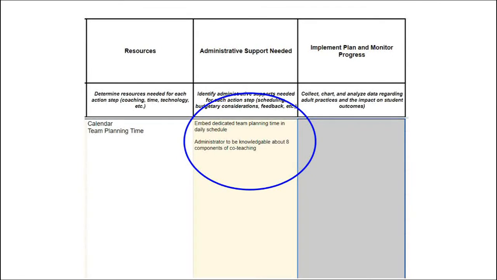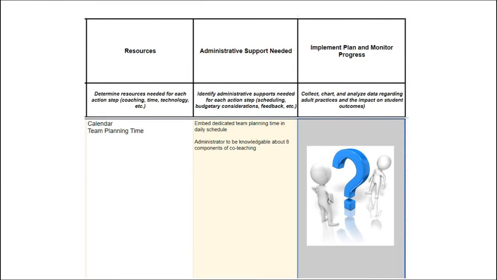The next column, the administrative resources needed column, is where we documented any administrative supports needed to complete the action steps. At this point, we were able to complete nearly all the columns in the Goal Setting tab, but then we came to the Implement, Plan, and Monitor Progress column and had to stop. We were having trouble determining how we could collect, chart, and analyze data regarding adult practices and the impact on student outcomes because our goal didn't clearly state the why. We had to then revisit the goal and figure out what was missing.